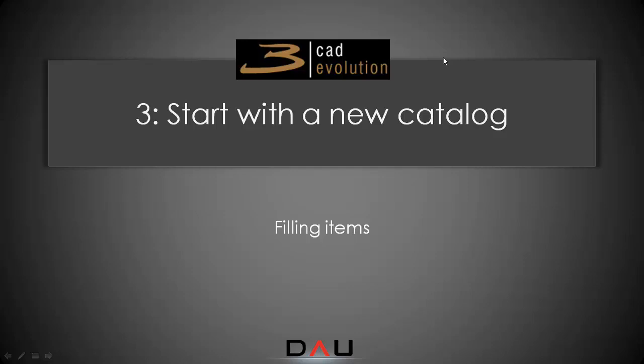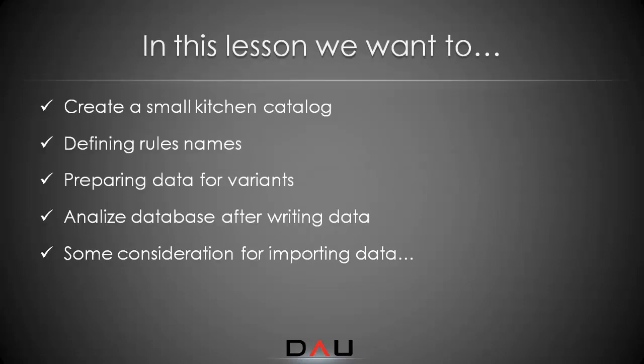Now let's start to create a new catalog. First, we'll fill in some tables with all the managerial information concerning the articles that we will want to treat as sales articles. In this lesson, we want to begin the creation of a small kitchen catalog. It will be our goal for the entire lesson.